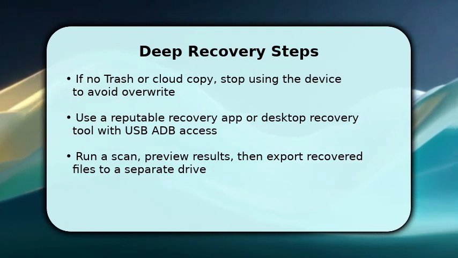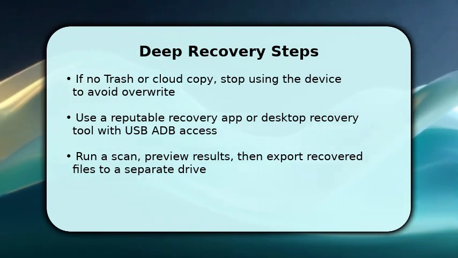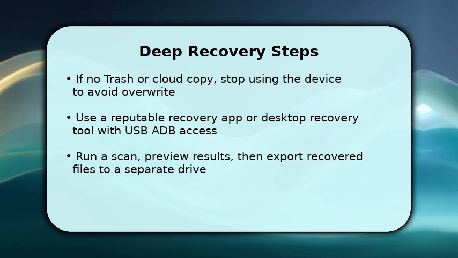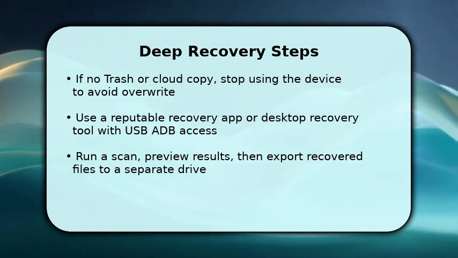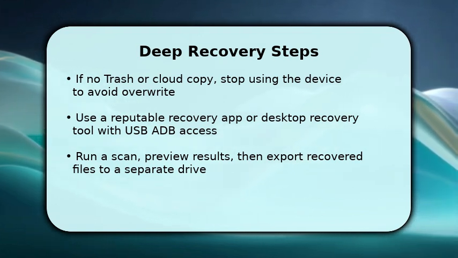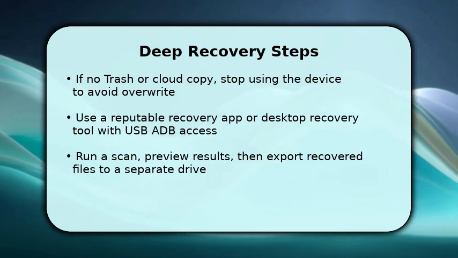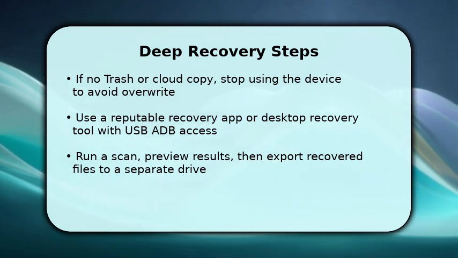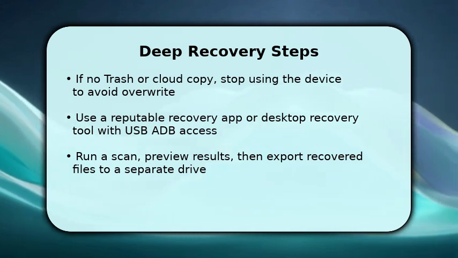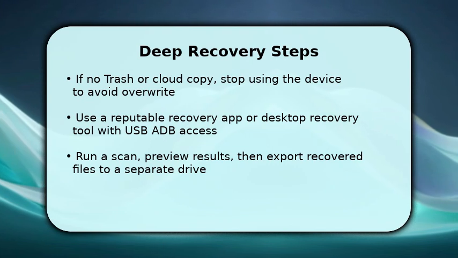Next, choose a reputable recovery tool that matches your platform and connect the device via USB. Enable file transfer or ADB where required. Run a deep scan. This can take time because the software reconstructs file headers and fragments. Once the scan completes, preview recoverable photos and export them to a separate storage location or your PC rather than back to the same device.